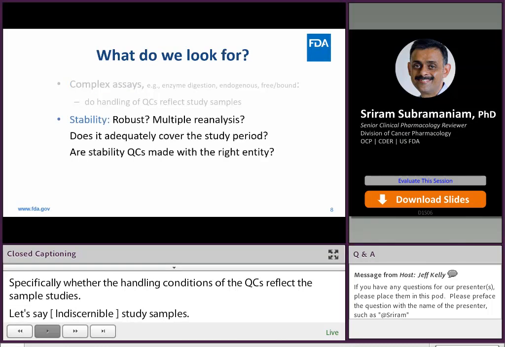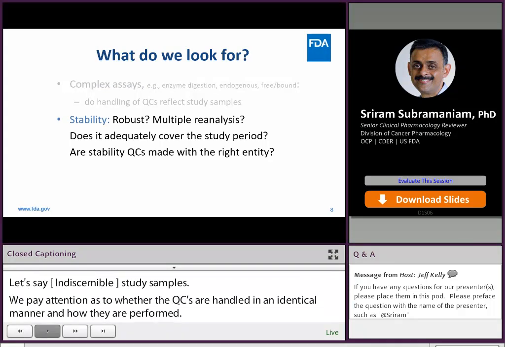Stability is another area that we closely look at. We want to know the robustness of the data. Does it adequately cover the study period? Are the stability QCs made with the right entity?